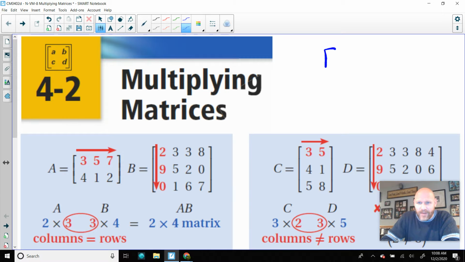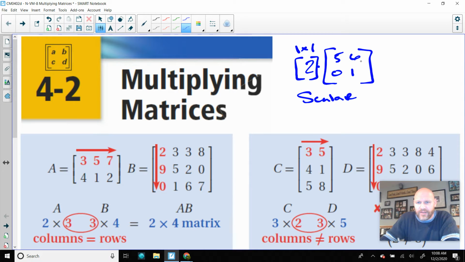Now, if I just give you a matrix, let's say a 5, a 6, a 0, and a 1, and I put a 2 out front. This is what's known as a scalar. This was in the last lesson and in the last quiz that we did. And all this means is that I'm going to multiply 2 to everything. But the way I want you to think about this is a 1 by 1 matrix, and this is a 2 by 2 matrix. And so when you have a 1 by 1 times a 2 by 2, it's just 2 times everything.